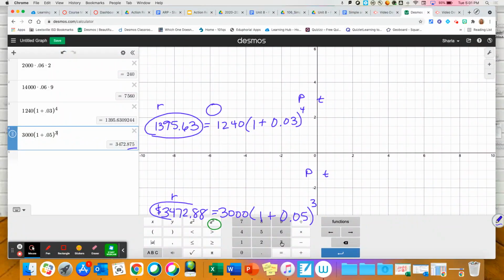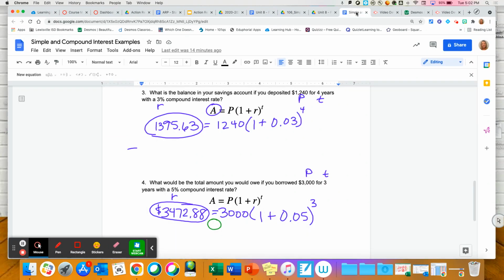So at the end of this, instead of just borrowing $3,000, you're actually borrowing $3,000 plus an additional $472.88. So when you are borrowing money with interest, you're going to end up spending a lot more money than you initially borrowed.